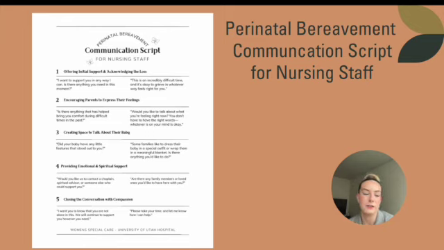I just felt like if I included things to start a conversation or things to say, it might help out the nurses. So there's just a few different sections on creating space to talk about their baby, providing spiritual support, emotional support, encouraging the parents to express their feelings, just a guide on how to get a conversation going.